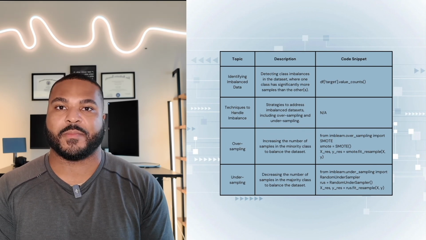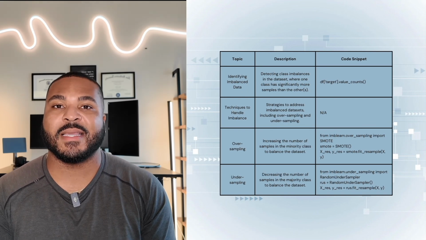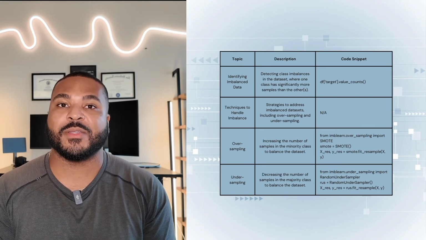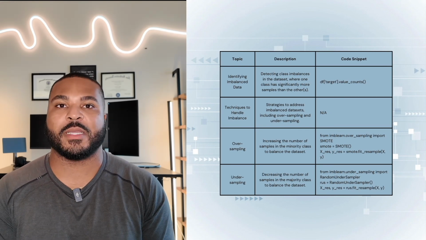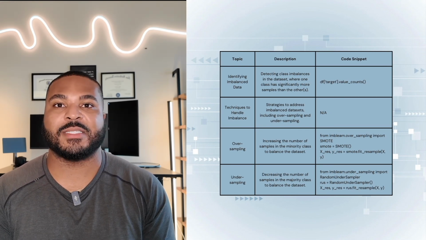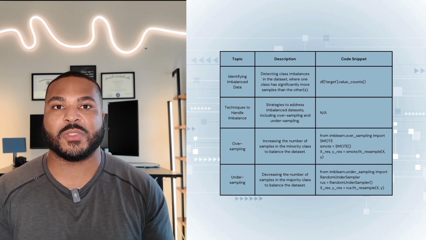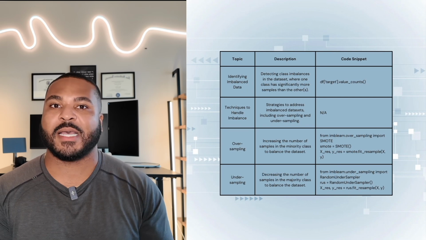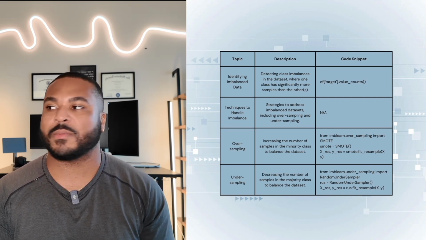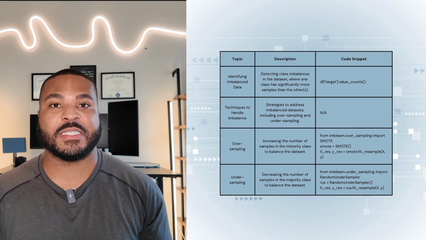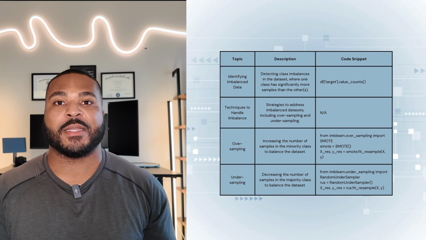So what's oversampling? This involves increasing the number of samples in the minority class to balance the data set. This can be done using various techniques such as SMOTE, synthetic minority oversampling technique. This method generates synthetic samples for the minority class by interpolating between existing samples. This helps create a more balanced data set without duplicating existing samples. This code applies the method to the feature matrix X and the target vector y, generating a new balanced data set.